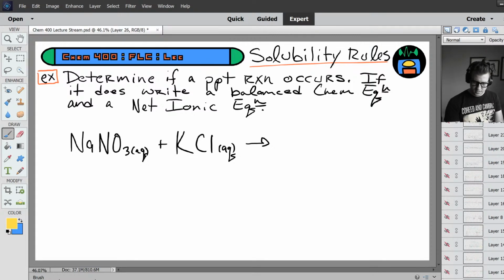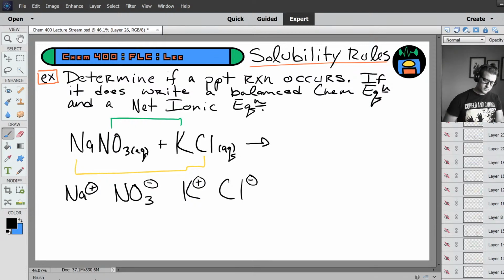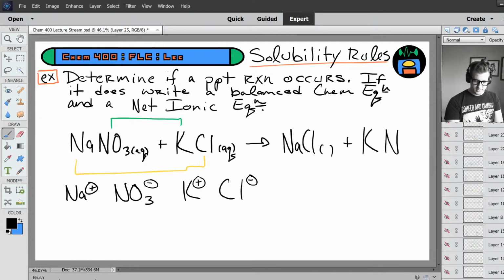And we know the drill. Sodium pairs with chloride. Potassium pairs with nitrate. Let's evaluate our ions. So we have sodium, nitrate, potassium, and chloride, which means that we're going to have a 1-to-1 ratio for both sodium chloride plus potassium nitrate.